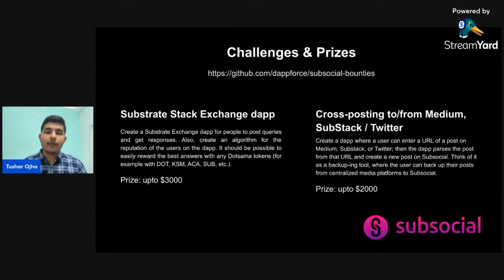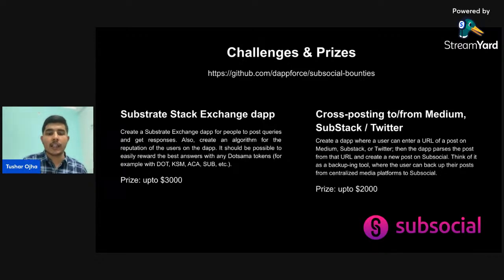The next one we have is posting to and from Medium, Substack, and Twitter. We suggest you create a dApp where a user can enter a URL of a post on Medium, Substack, or Twitter, and then the dApp parses the post. It gets all the content of that post from that URL and creates a new post on Subsocial. So you just paste a Medium link, and from that link you are able to get all the content and post it on Subsocial.